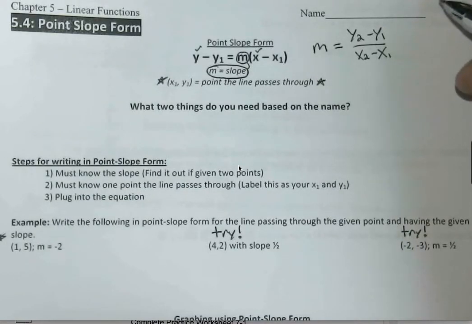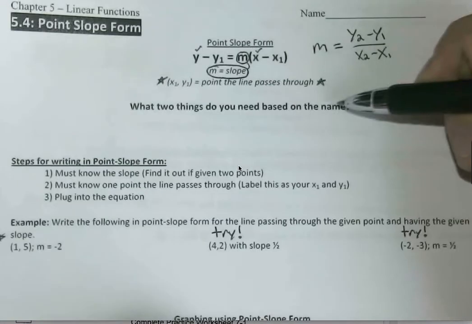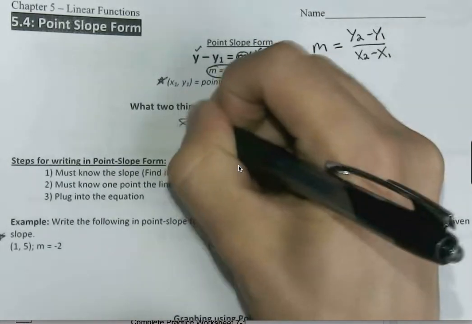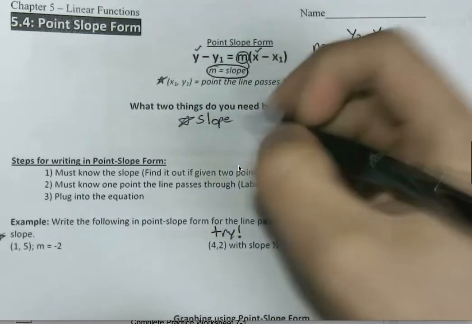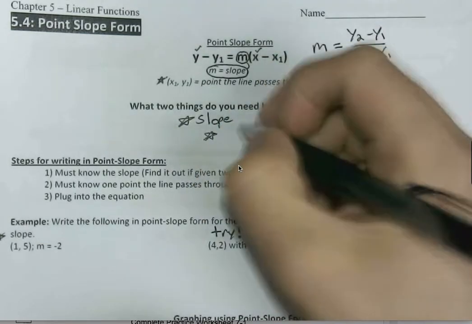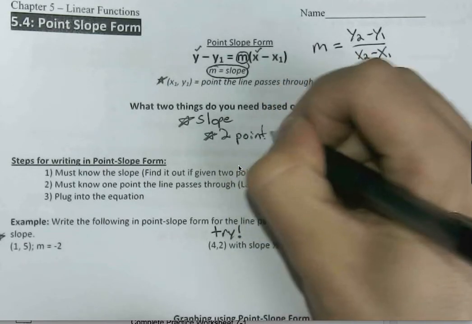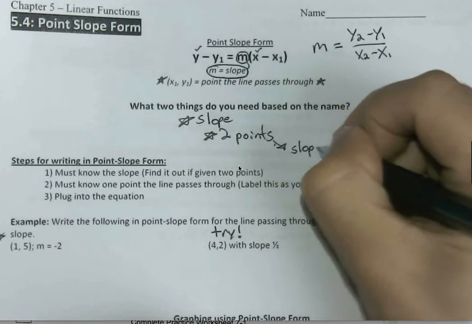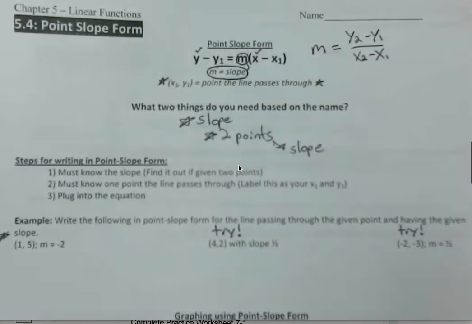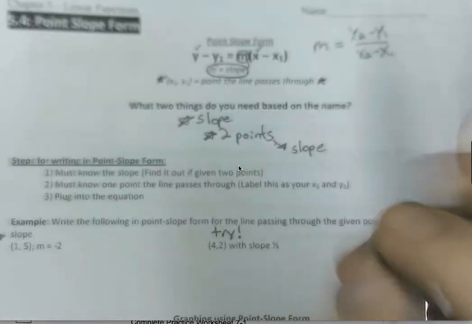So what two things do you need based on the name? We need the slope. Or, in reality, we really only need 2 points because we can get the slope from 2 points. But really, we need a point, and then we can get the slope, and then we can nestle it into this type of equation in here.